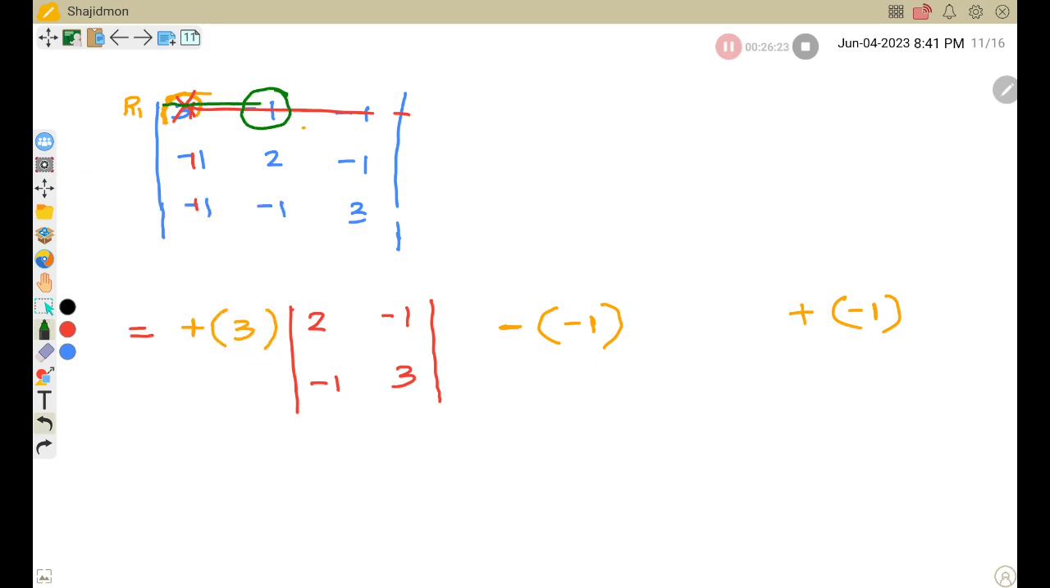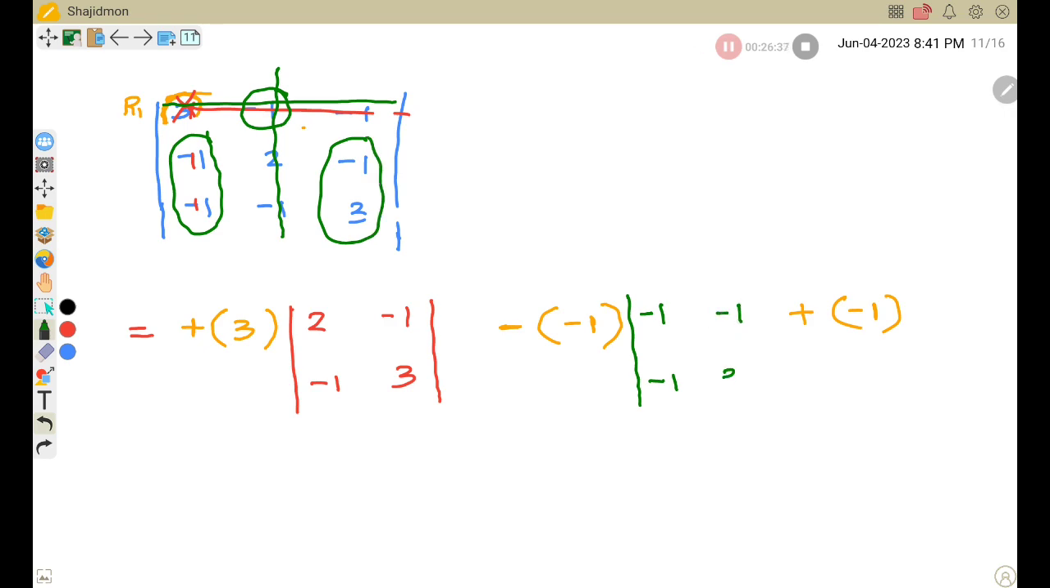Now the minus 1 is coming, delete its row and column. Write the remaining numbers. What are the remaining numbers? Here we have 2 numbers, minus 1 and minus 1, and here we have minus 1 and 3, correct? The determinant of minus 1 and 3. Now the same way the third number, minus 1 multiplied by its determinant, correct? So we can go to the next number, same idea, we can continue.